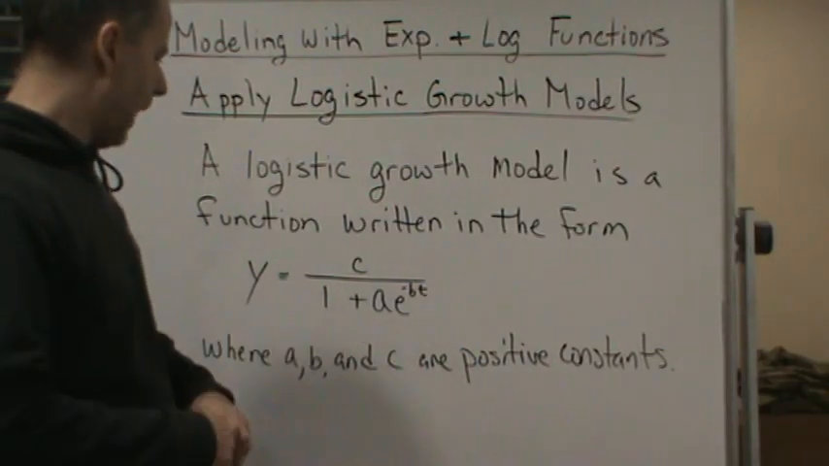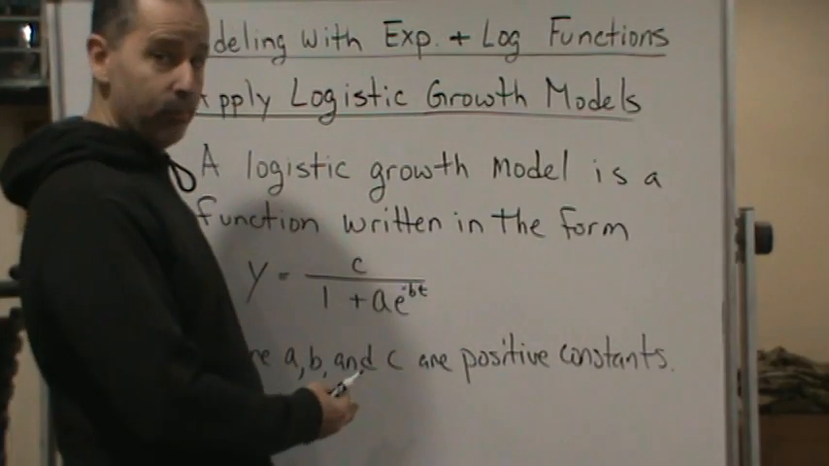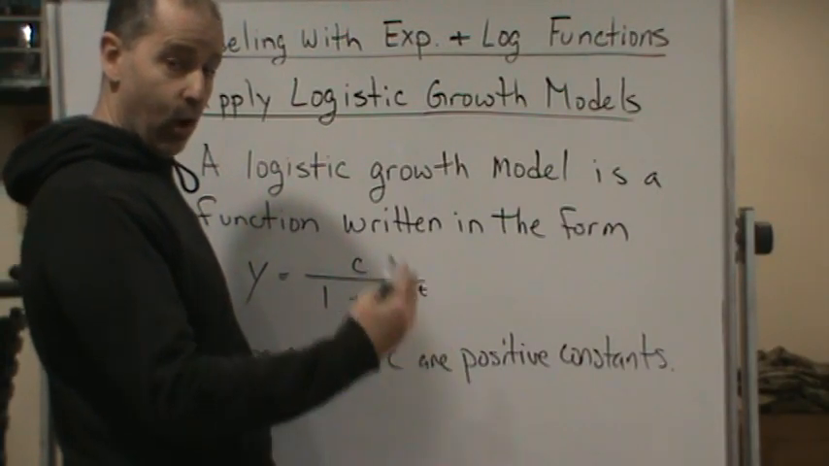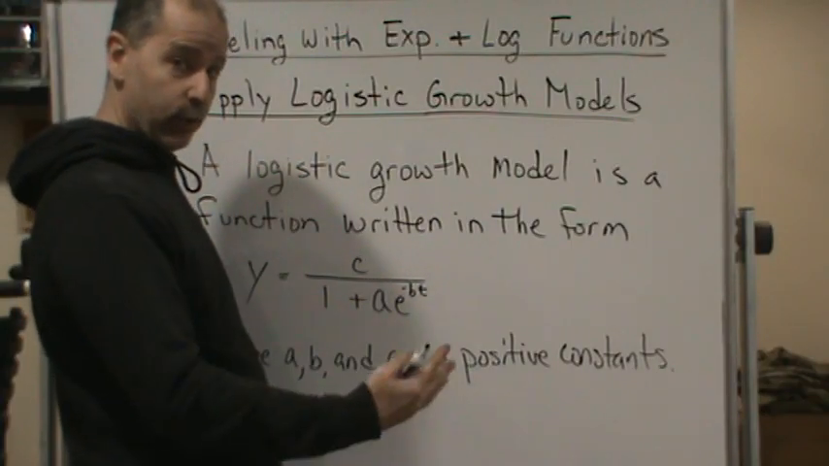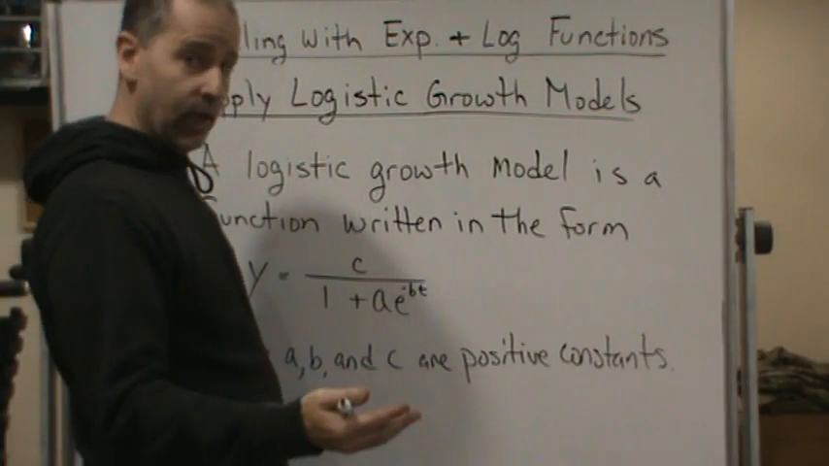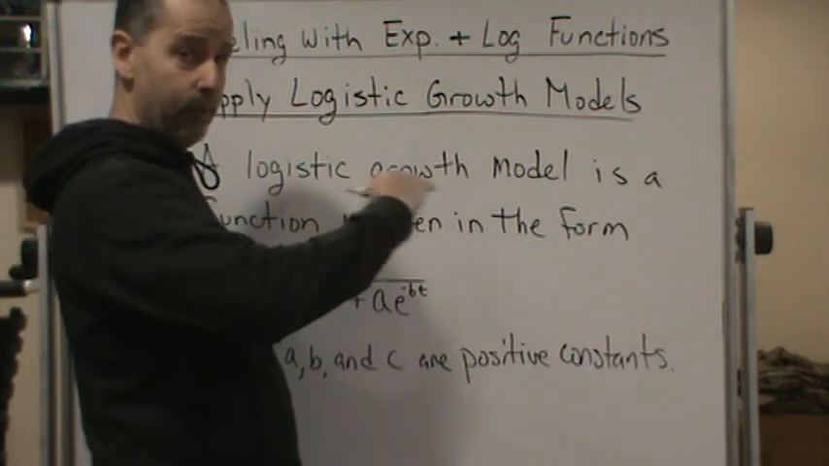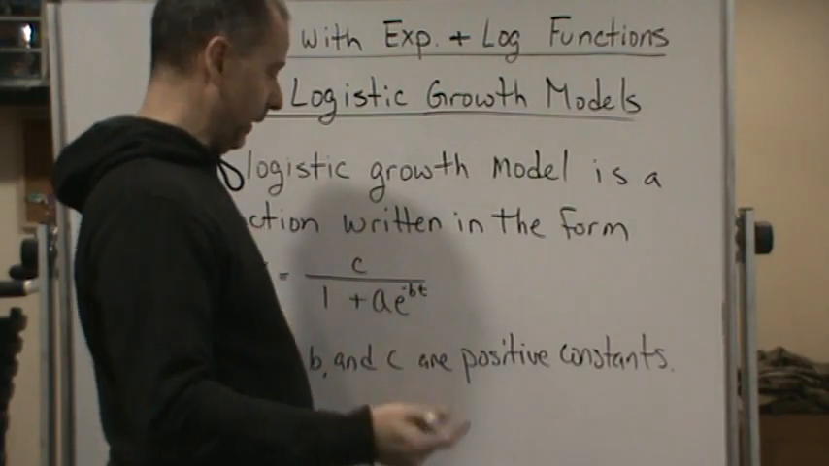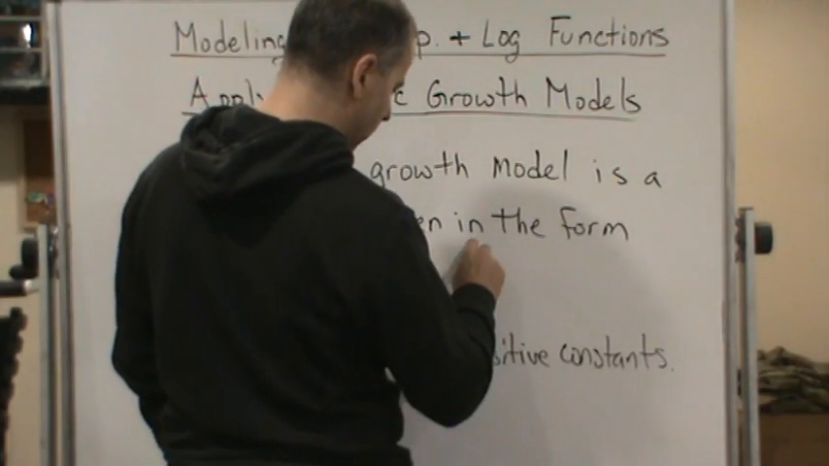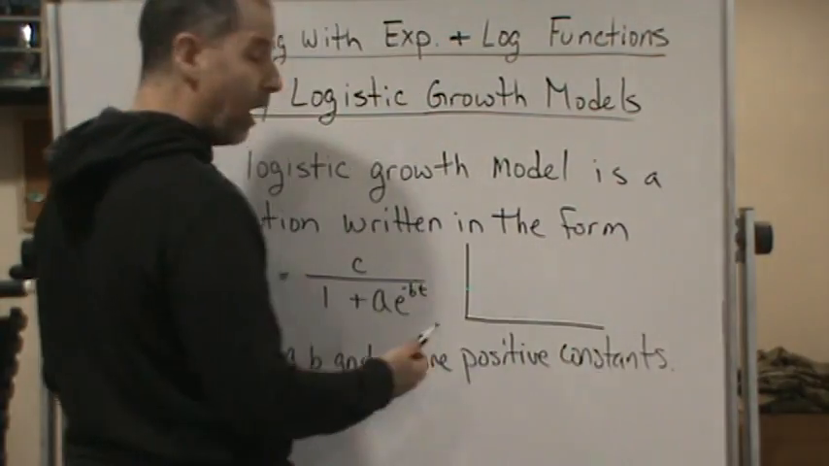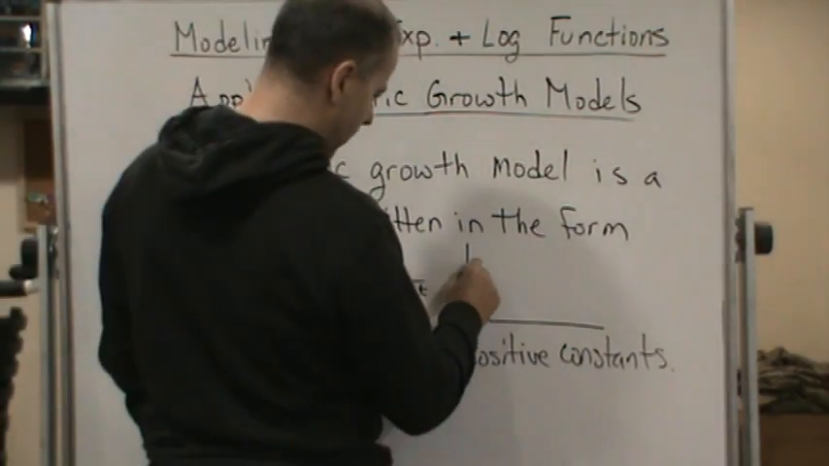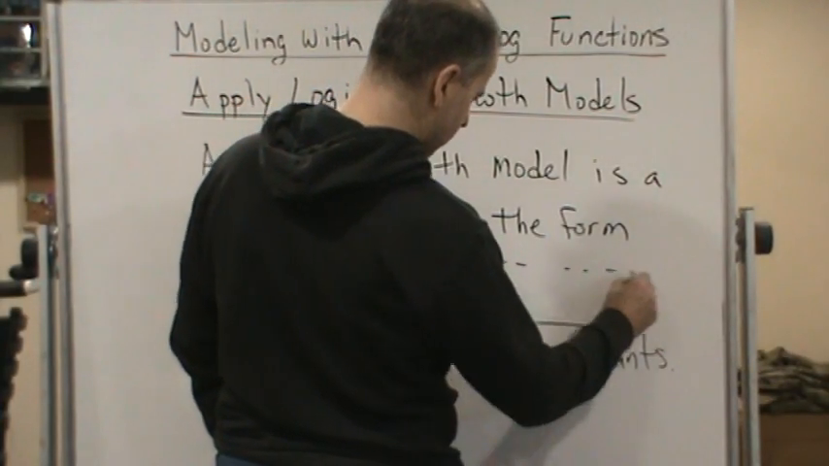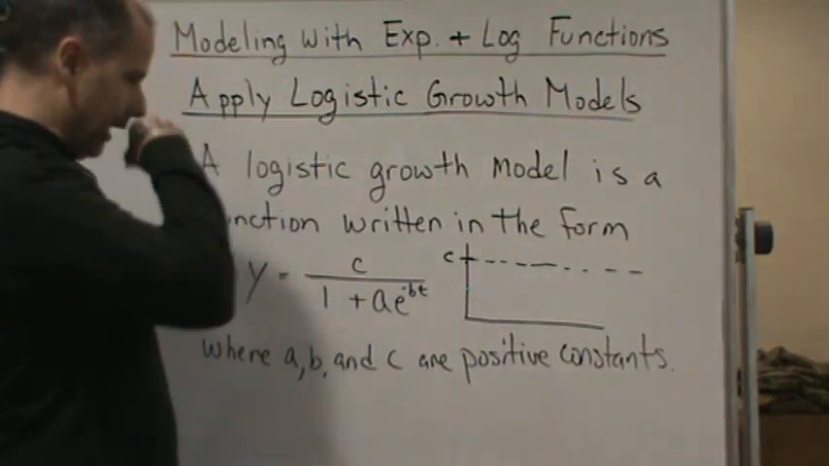The carrying capacity is the maximum number of creatures, bacteria, animals, whatever, humans, that the habitat will be able to sustain indefinitely. And so you'll see that logistic growth models start out looking exponential, right? So let's say this is our c value, our carrying capacity. So we've got this line here, that's the carrying capacity.